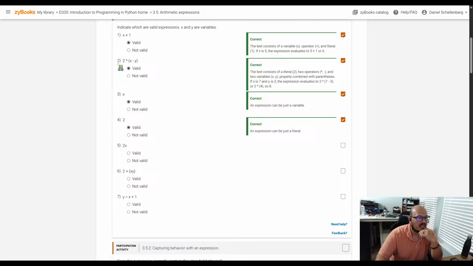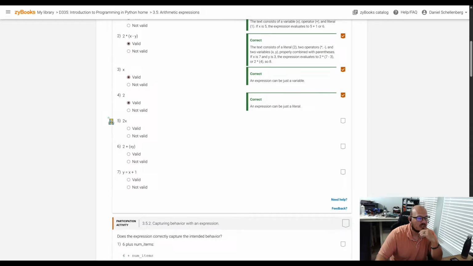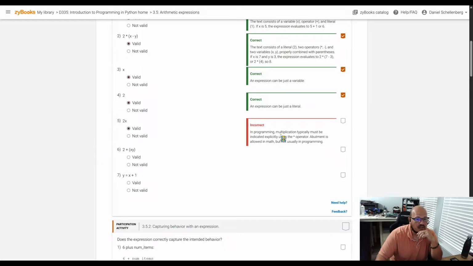2x. We see 2x all the time, like 2x plus 3 and 2x plus 5. So, in programming, multiplication typically must be indicated explicitly. This is like saying 2 times, but it's thinking that 2x means 2 times, which I was not, but it could be confusing. So explicitly with the times operator; abutment is allowed in math, but not usually in programming. Interesting.